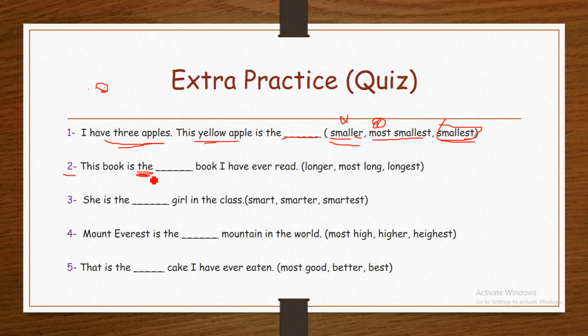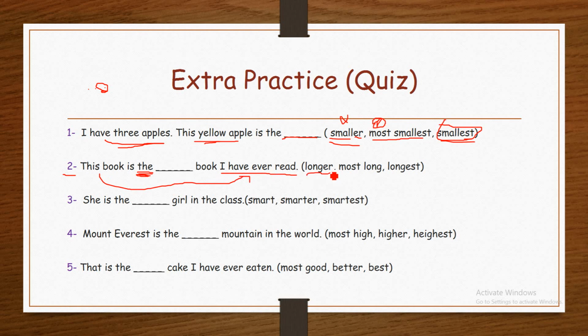Number 2, this book is the blank book I have ever read. You have read more than one book. You have read many books. You compare this book to a group of books. Therefore, you need a superlative form of adjective.